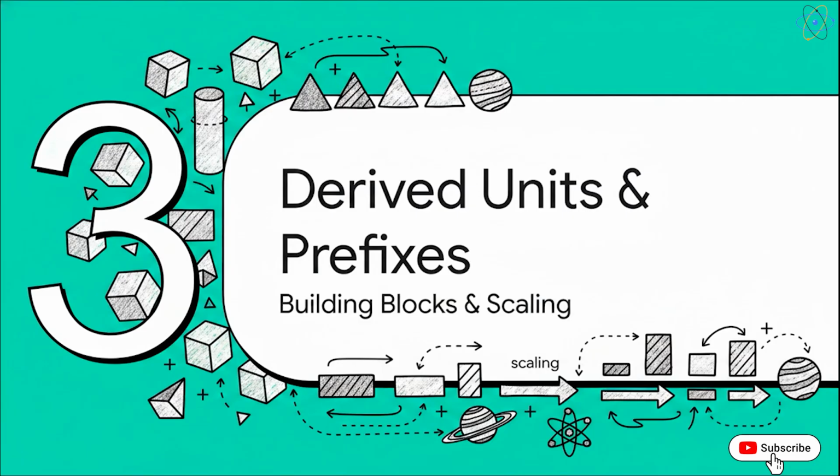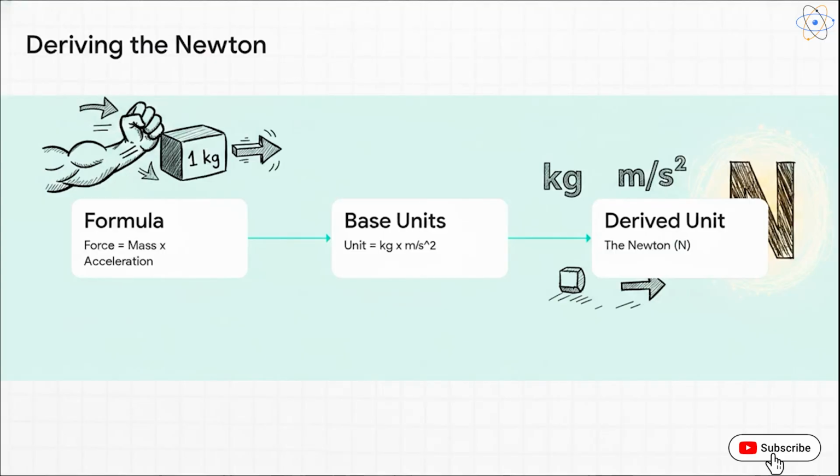All right, section 3, derived units and prefixes, building blocks and scaling. So what happens when we need to measure more complex ideas than just those 7 base pillars? Well, we use derived quantities. These are basically just combinations of those fundamental ones we just talked about.